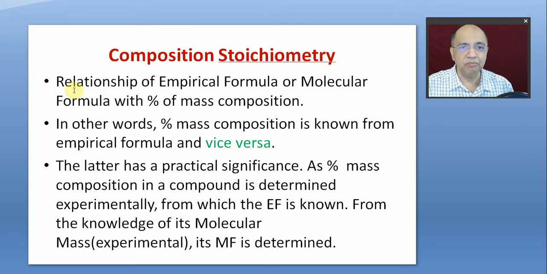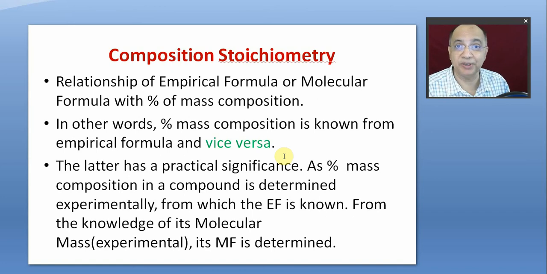It is nothing but relationship of or between empirical formula or molecular formula with mass percent composition, how it is related to the empirical formula or molecular formula. That is the essential bottom line of composition stoichiometry. In other words, the percent mass composition is known from empirical formula and vice versa. If you know the mass composition, you can find their mole relationship and hence empirical formula.